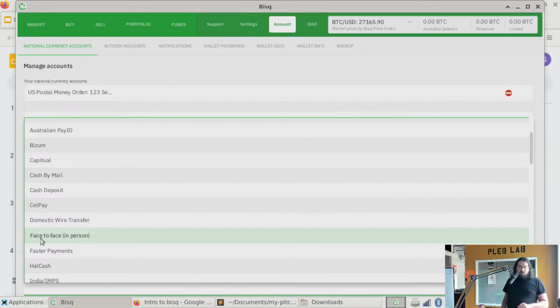Remember, this information is not disclosed on Bisq. It's only disclosed between you and your counterparty over a Tor communication channel. No one else knows about this except you two. So face-to-face is the most private. Another one you can do is cash by mail.